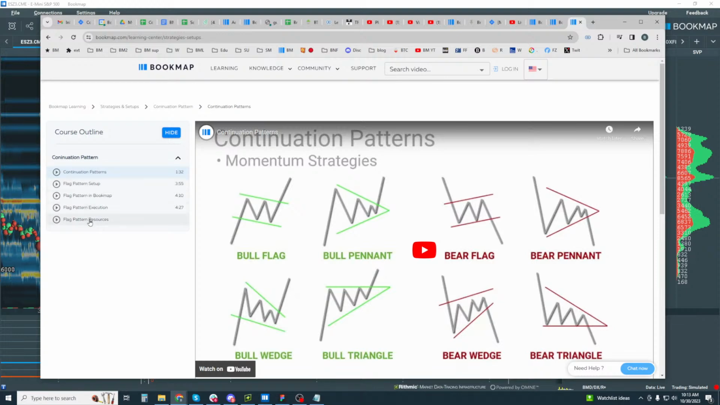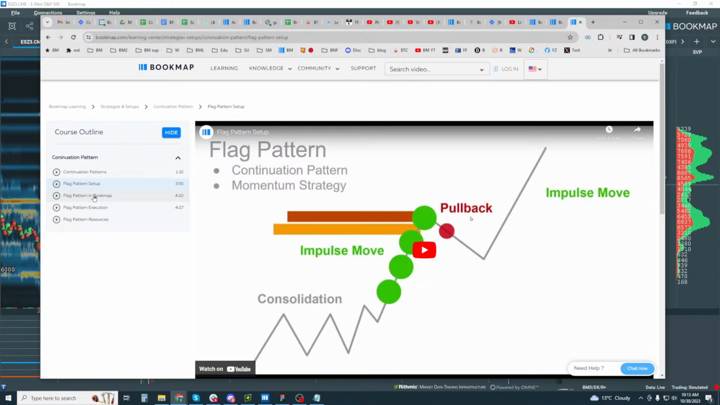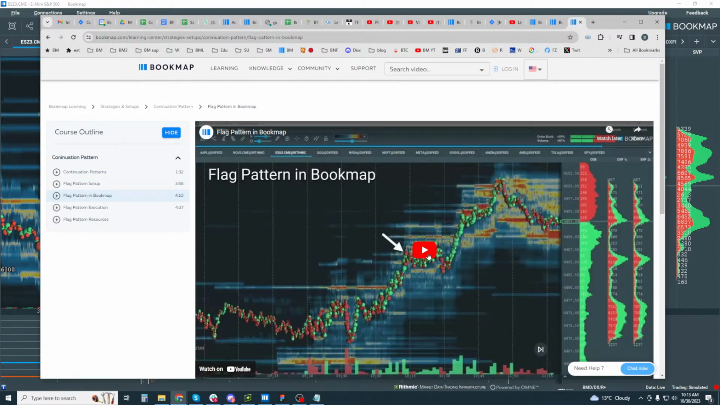Please go through all of these videos. They're very short. The first one is just a brief introduction to continuation patterns, so it's not even really necessary to watch that one if you want to skip it. But these 3 are important. If you want to learn how to identify and understand the pattern in Bookmap, watch this one first. The second one to watch is how to view this diagram in real time in Bookmap, understanding the flag pattern within Bookmap.